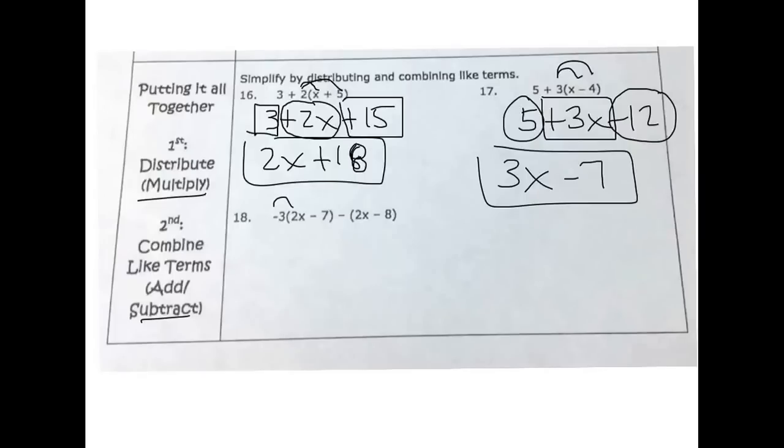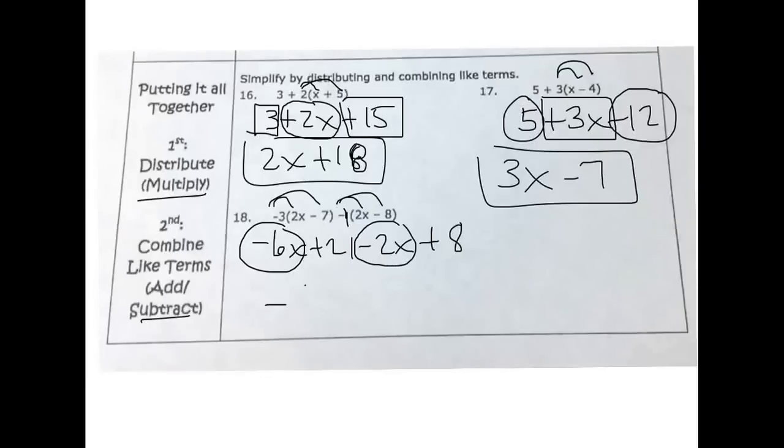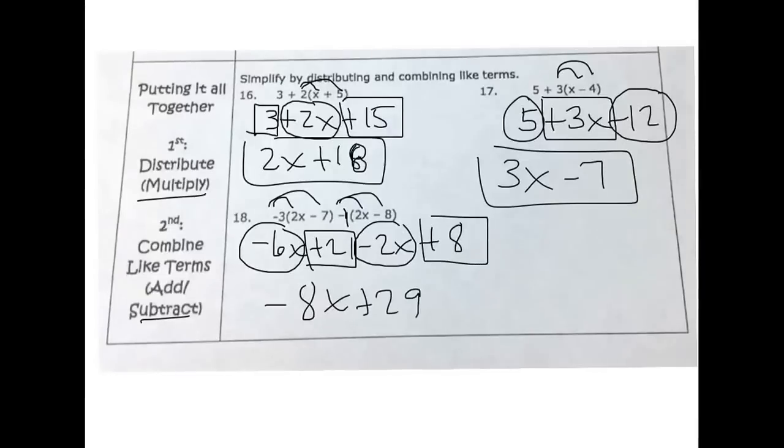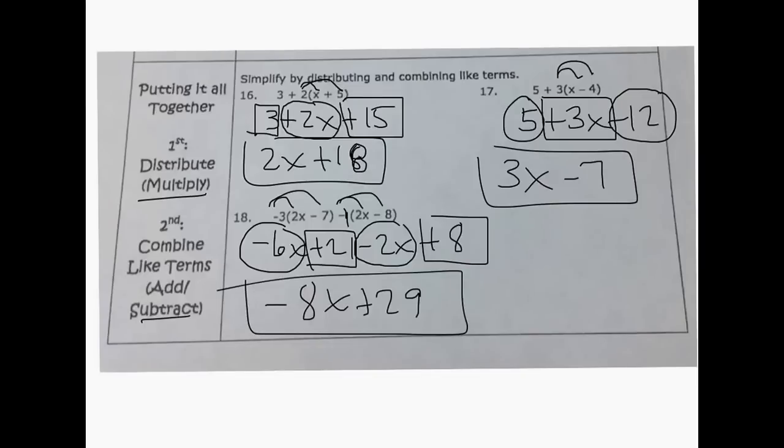Number 18, the negative 3 gets distributed there to make negative 6x. Negative 3 times that is positive 21. Then here we're distributing a negative 1. So negative 1 times 2 is negative 2x. Negative 1 times negative 8 is positive 8. Negative 6x minus 2x is negative 8x. 21 plus 8 is 29. And that's it.